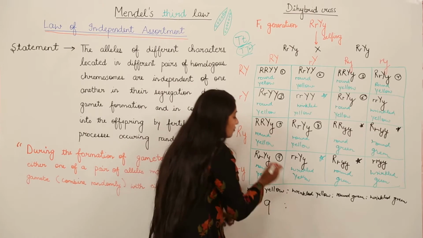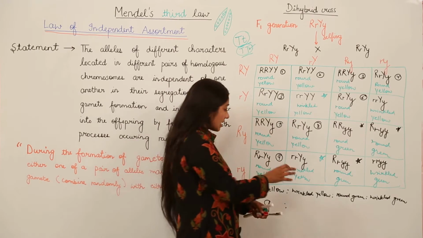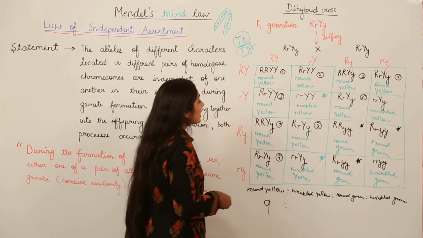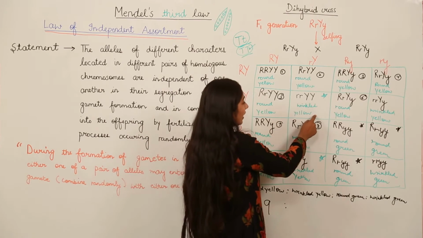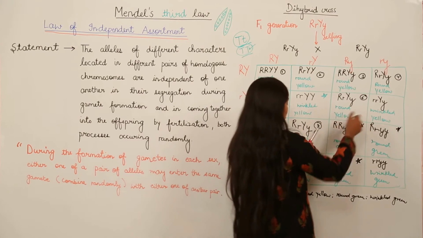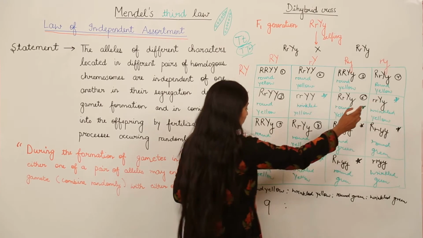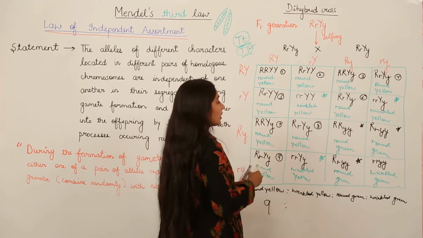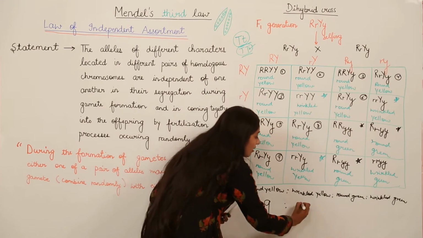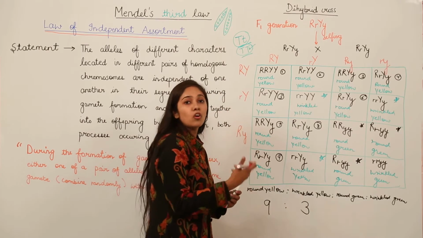Then we move on to how many plants we have as wrinkled yellow. Let's make out. We have 1 here, then we have 2 here. I forgot to mark this with green. 1, 2 and we have 3. So we have 3 plants out of 16 which are going to have wrinkled seeds with yellow cotyledons.